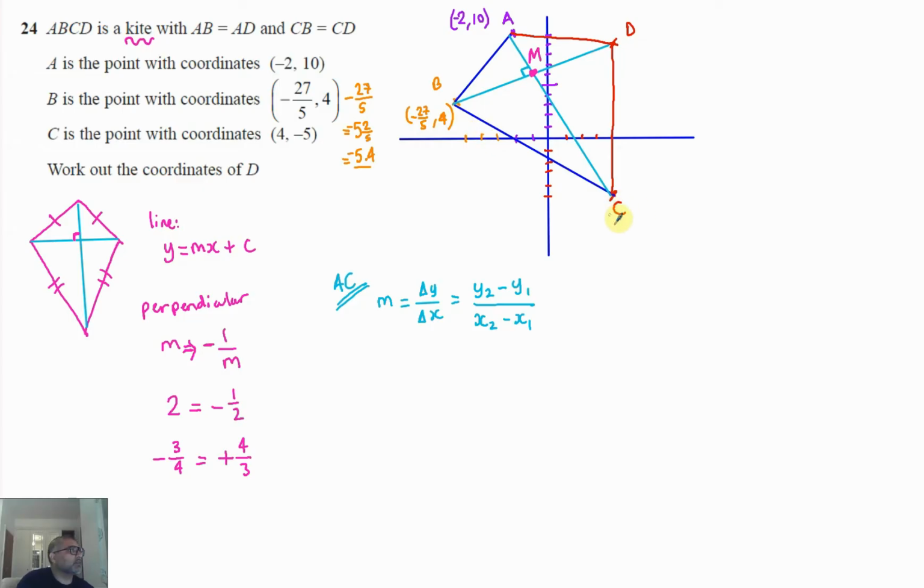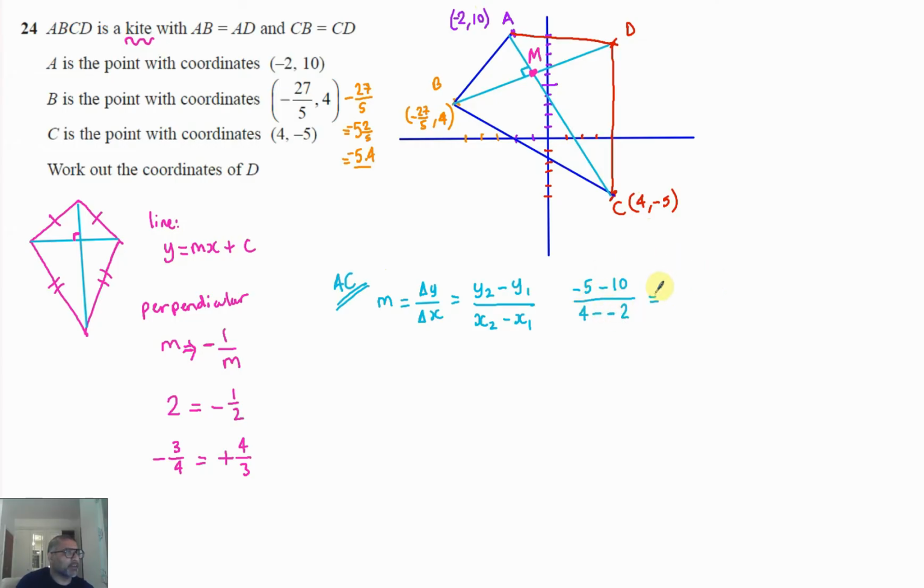C was (4, -5). To work out my gradient from A to C, the change in y is going to be -5 minus 10, over 4 minus -2. Be careful with your negatives when you're doing this.